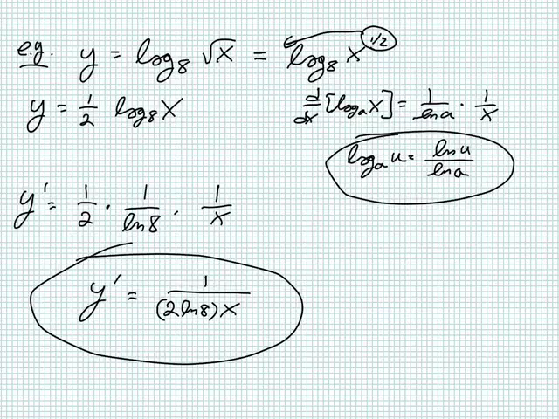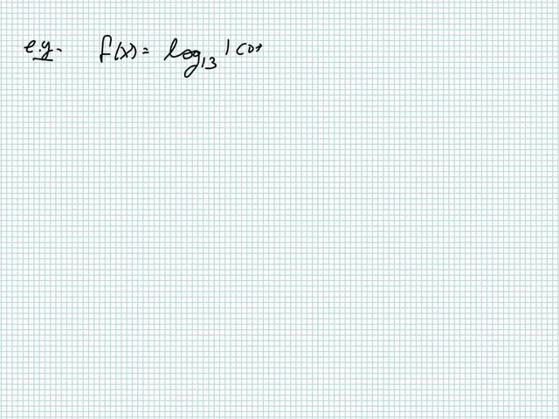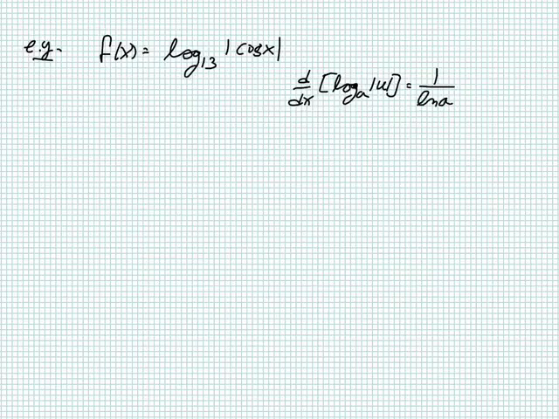All right, one more example. Let's say we have f of x is equal to log base 13 of the absolute value of cosine of x. So the rule for these is the derivative of log base a of the absolute value of u is equal to 1 over natural log of the base a times 1 over u times u prime.